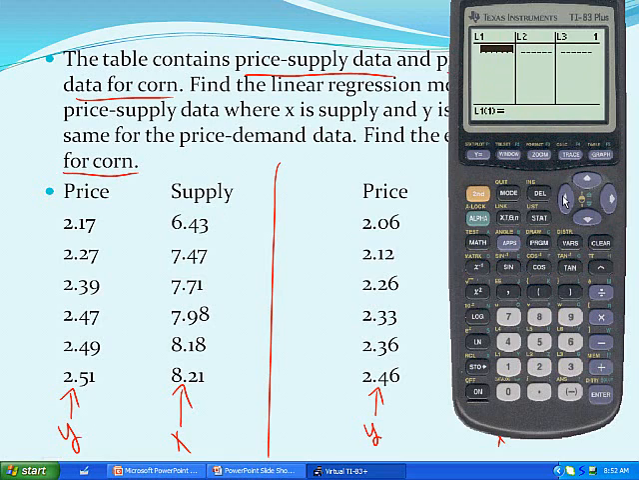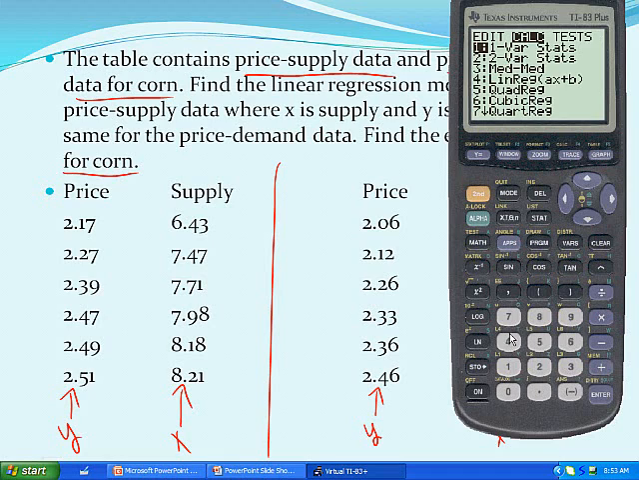Now we are going to put the supply values in the L1 column, 6.43, 7.47 and so on. And in the L2 column, we put the price values, 2.17, 2.27 and so on. Now we need to find the regression model. So that means we need to hit the stat key, go to the calculations, which is right arrow, select number 4, linear regression, press enter.